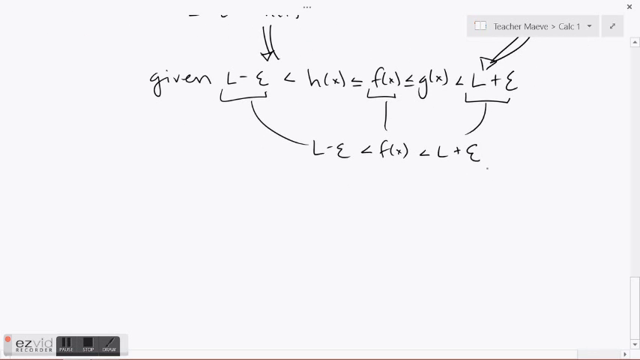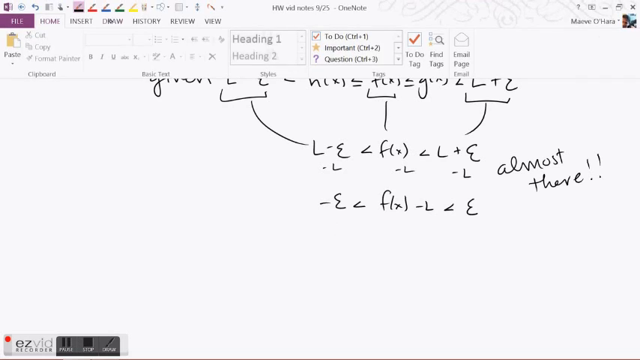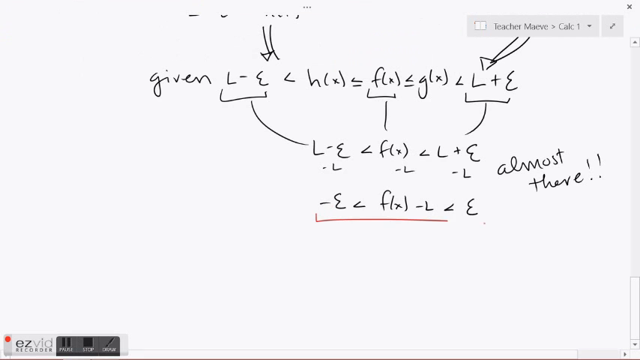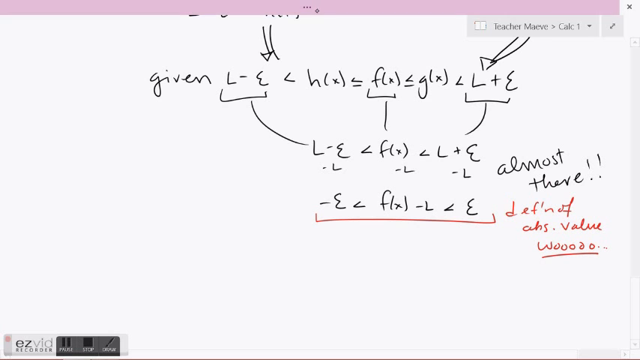And remember what we're trying to prove. We're trying to prove that f of x minus L absolute value is less than epsilon. That's our definition. That'll say that our limit is actually L for f of x. So by just subtracting L from all three, we get negative epsilon is less than f of x minus L is less than epsilon. Okay, almost there. This is the definition of an absolute value. We've got this. Let's just put it into an absolute value.